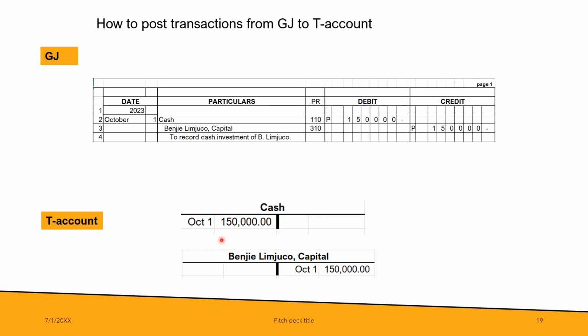So what did you notice? We have a debit entry represented by the amount found in the cash account, left side, 150,000, October 1, and then another entry on the right, credit side, same day, same amount under Benji Limhoco Capital. So this is how you post transactions from the general journal to the account. It is easier to do, especially for students who will be required to prepare a trial balance without preparing a ledger. So you can use the T account.